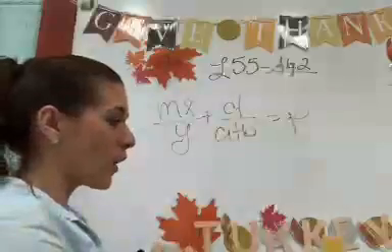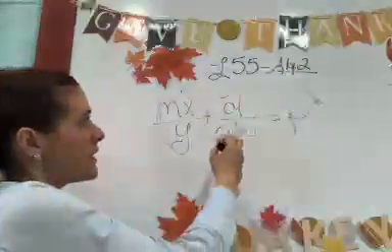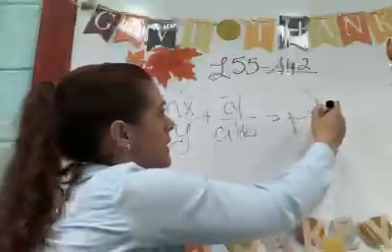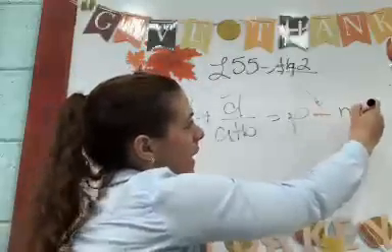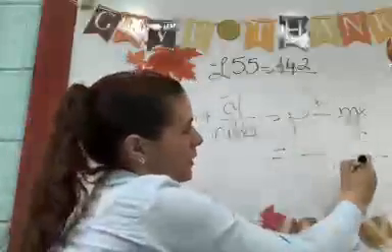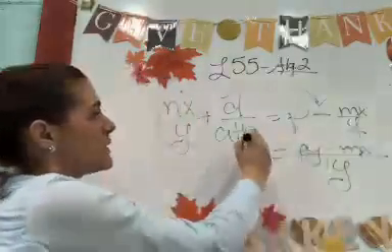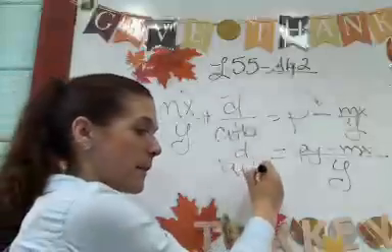Okay, solving for A. So now I'm going to move this over here first. So I have d over a plus b equals p minus mx over y. I'm going to make a common denominator here as y. That's py minus mx over y equals d over a plus b.